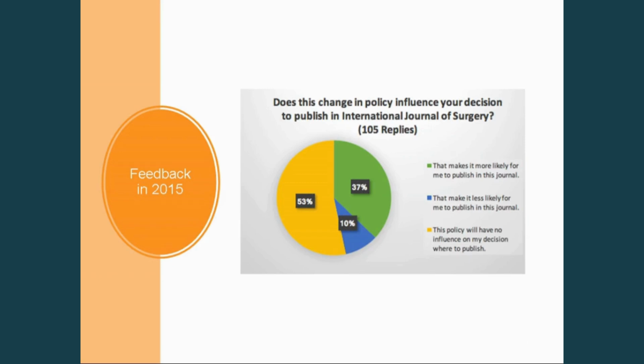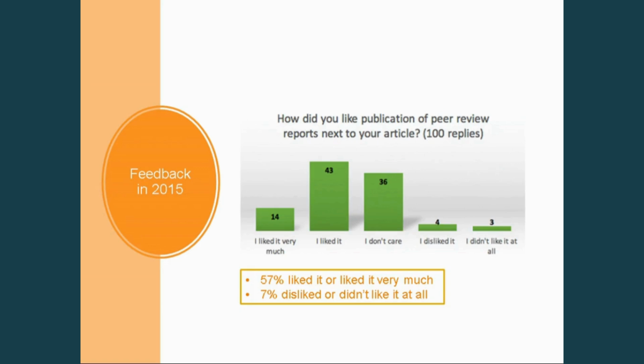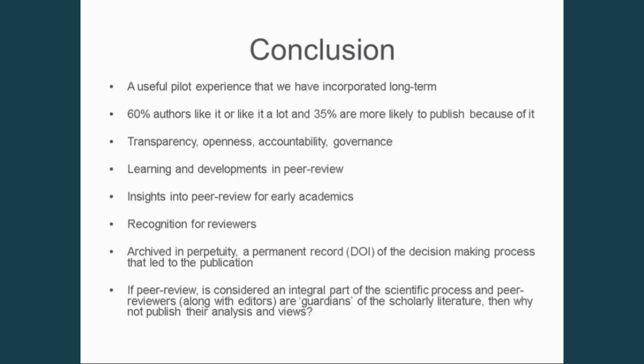Again, if we look at feedback, how does publishing peer review reports influence people's decision to publish? Again, you can see 37% made it more likely, 10% less likely. So again, it's that sort of 3 to 4 times as many people were made more likely to publish than less, with 53% being neutral. And if you also look at how they liked the publication of the peer review reports, 57% liked it or liked it very much, and only 7% disliked it or didn't like it at all. So the feedback from authors is very positive in the work that was done back then, and we have no reason to believe that's changed at the moment.